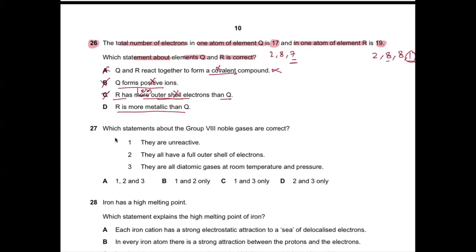Yes, because it has one outer electron, so it's a metal, right? And Q has seven electrons, so it's a non-metal. So D is the correct answer.